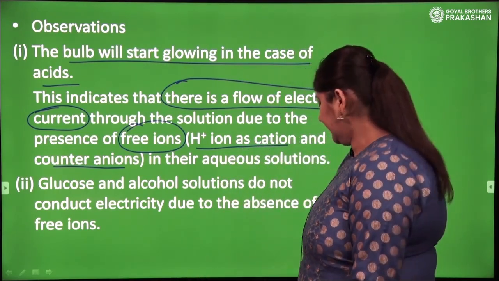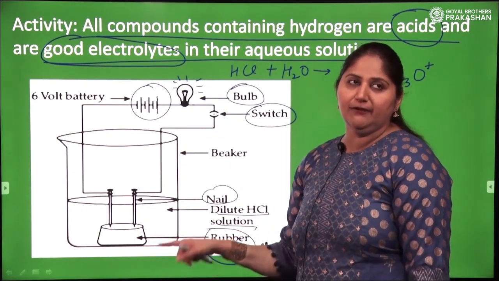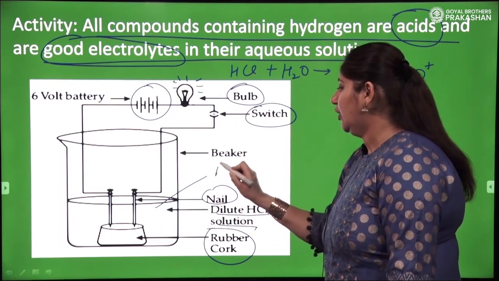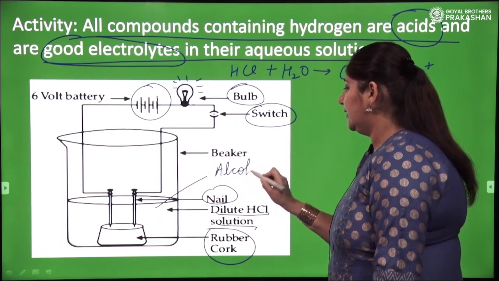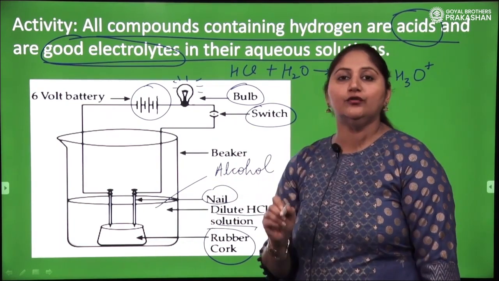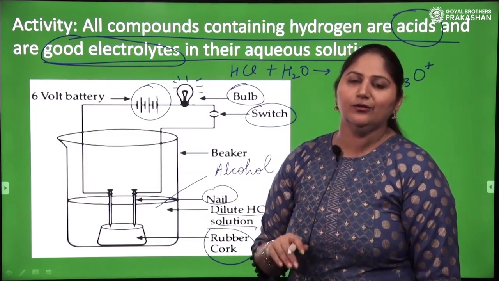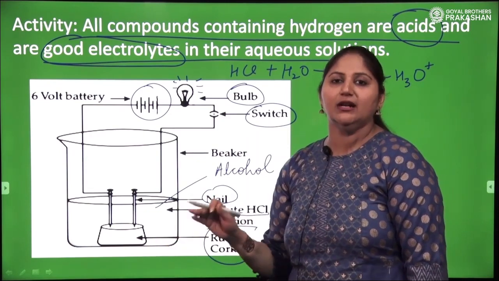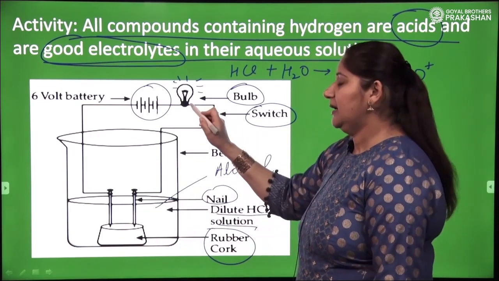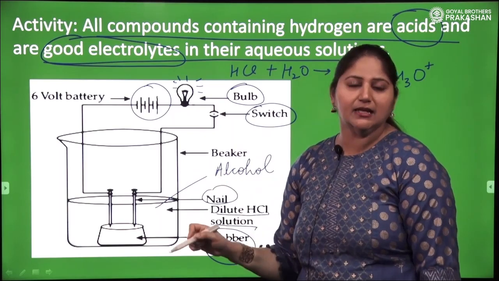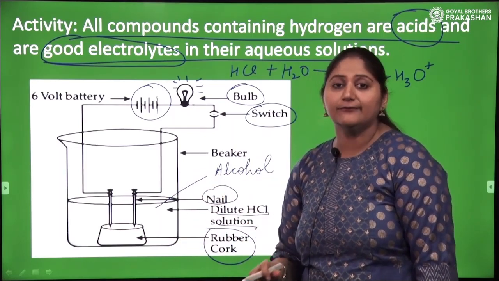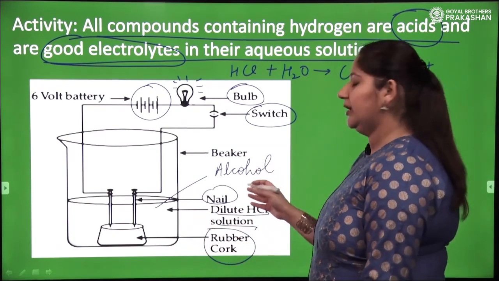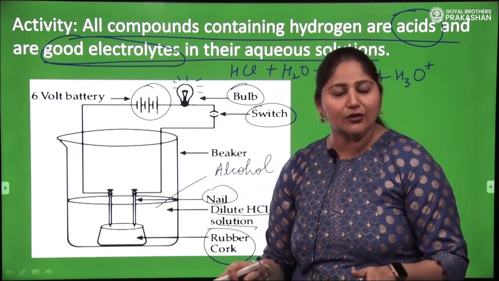Now, in the same activity, if instead of HCl we take the solution of alcohol or the solution of glucose, what do you think could be the observation? When the same activity was performed with alcohol or glucose, the bulb didn't glow. Yes, the bulb doesn't glow here. Why doesn't the bulb glow? Because it means that alcohol or glucose is a bad conductor of electricity.